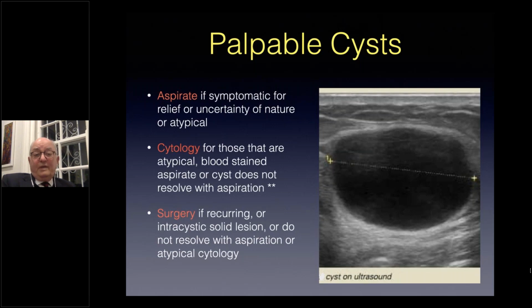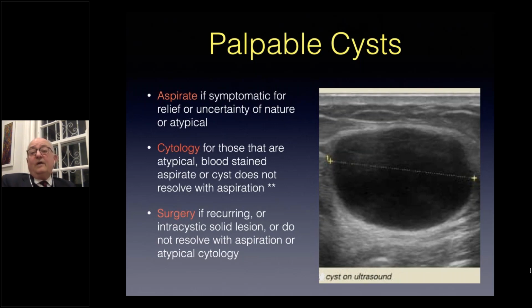The third thing is, when do we operate? Well, obviously, if anything's atypical, the cyst is going to come out. Alternatively, if it's continually recurring and problematic for the patient, it needs to come out. And thirdly, if there is an intracystic solid lesion which is clearly visible, that probably will need to come out to exclude an intracystic carcinoma. But all of the others we manage conservatively and don't excise.